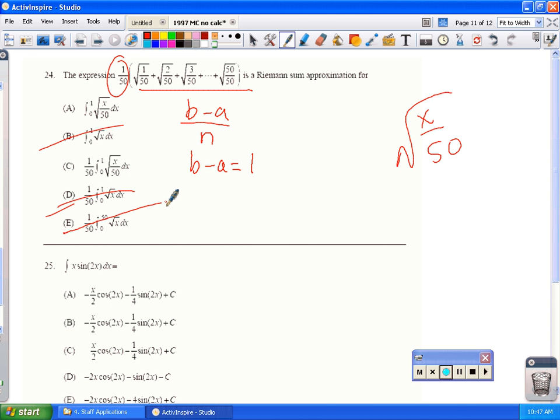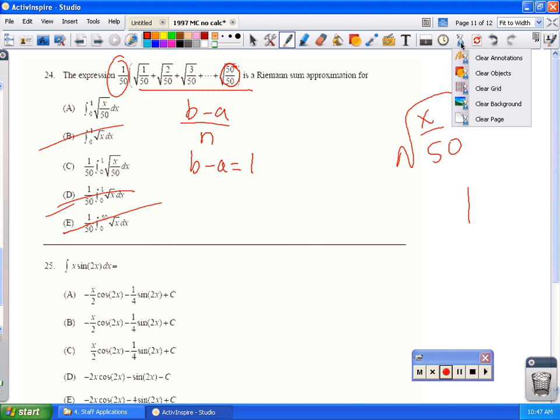Feedback? Now, this is the last right endpoint. The last right endpoint is 50 over 50, which is 1. What mistake am I making here? Oh, because we're moving by a 50th and a 50th and a 50th. You are absolutely right. Thank you.